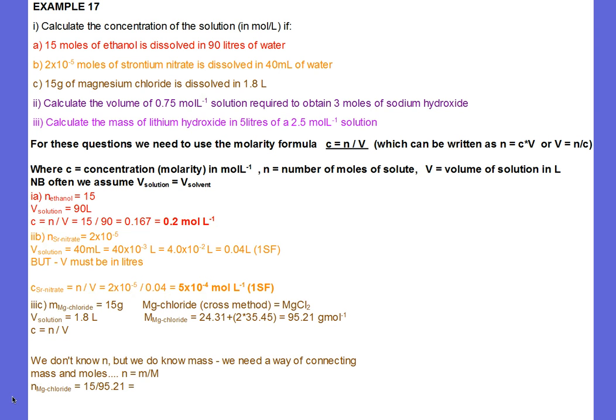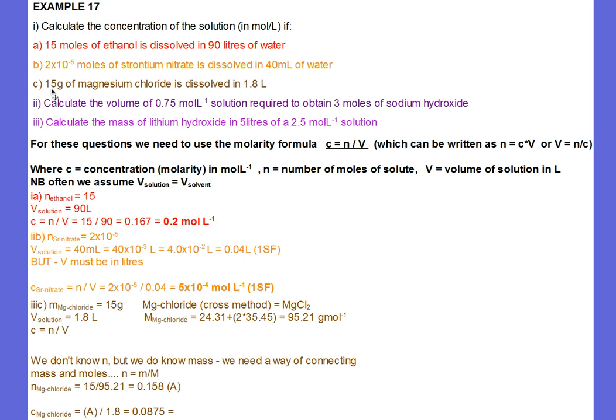Now we can find the number of moles, which equals that 15 grams divided by 95.21. That gives us 0.158, lots of decimal places, moles. I've saved that as A in my calculator because that's going to be handy for me in the future. Now I can say the concentration of magnesium chloride is going to be A, which is the number of moles, divided by 1.8, which is the volume, which will now give me 0.0875 moles per litre.